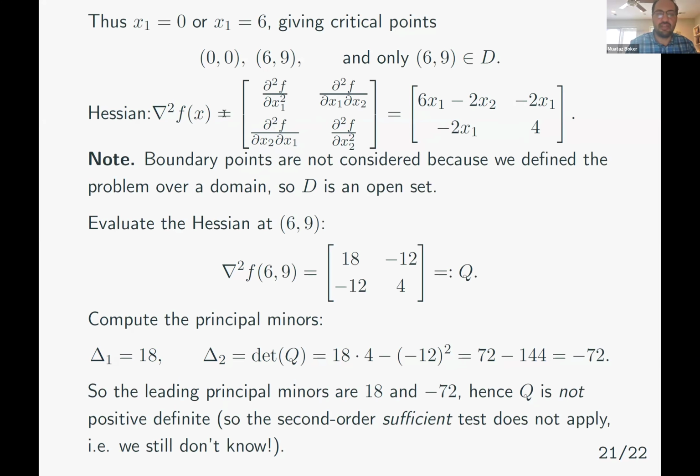Okay, let's find the Hessian. Partial squared f over partial x1 squared, partial squared f over partial x1 partial x2, partial squared f over partial x2 partial x1, and partial squared f over partial x2 squared. If you do that, you'll get this matrix. You can see that the Hessian is symmetric: you see minus 2x1 here and minus 2x1 there.